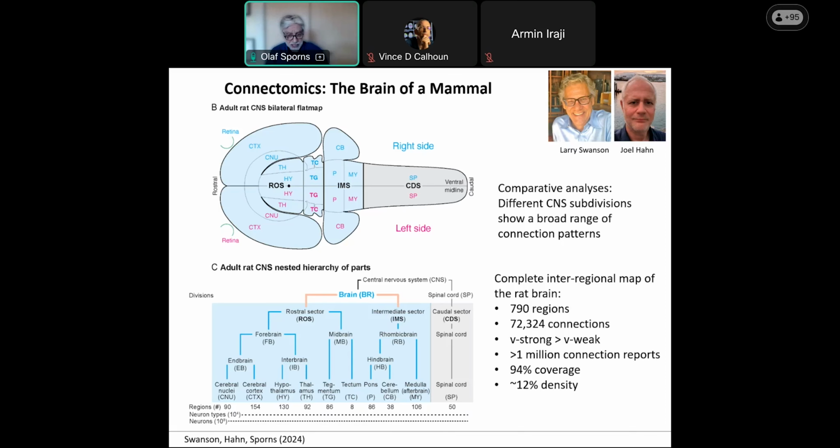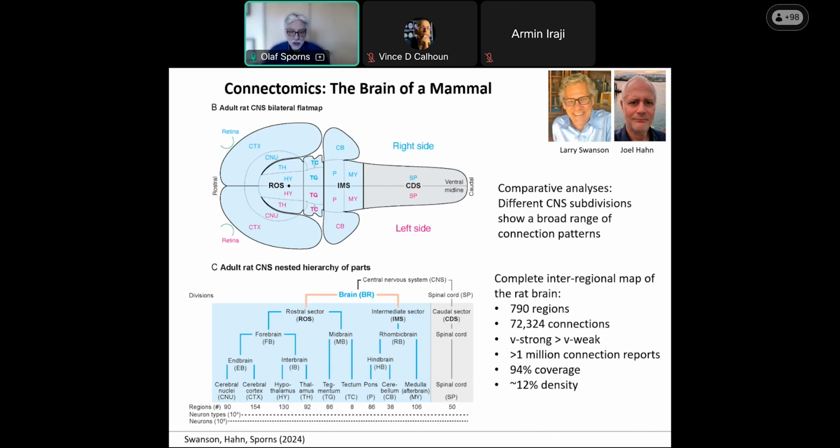One of the things that stands out to me is that while we in our field, in fMRI especially, are focused on cortex a lot in humans, the cortex is a very small part of the brain in the rat, about 150 regions out of 790 total. And it turns out that when you look at other subdivisions of the brain, the thalamus or the tectum or the spinal cord, the types of connectivity that you find are very characteristic, are not at all identical to the ones that you see in cerebral cortex.